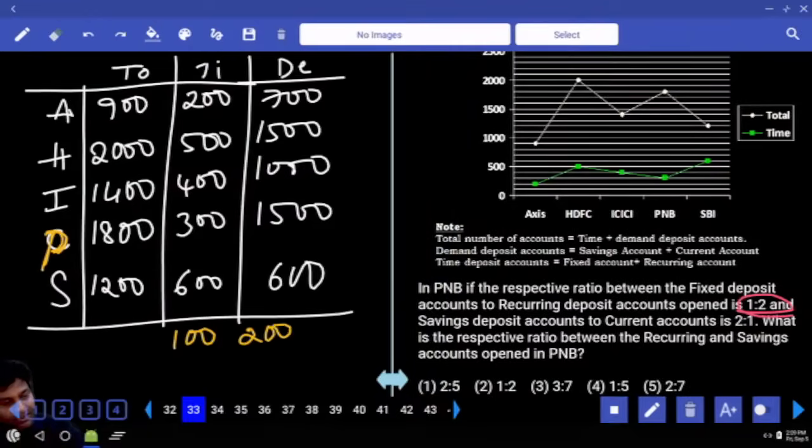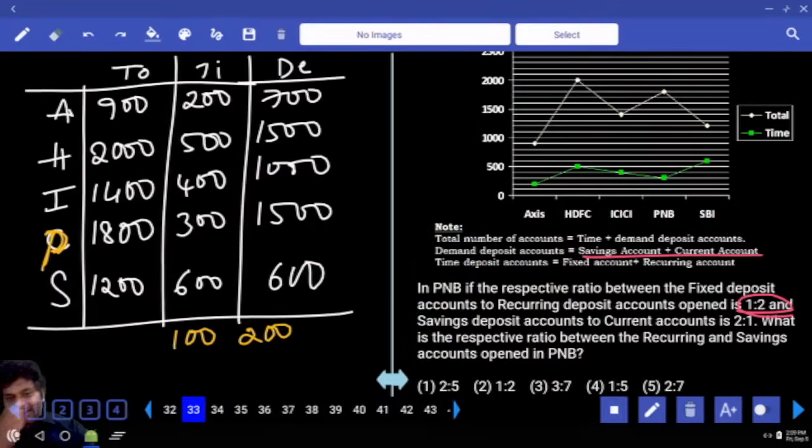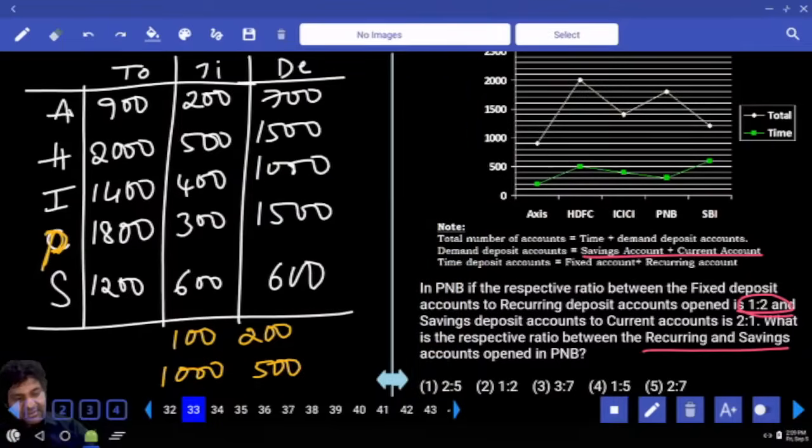The savings deposit account to current deposit accounts is 2:1. Savings and currents are part of demand. So 1500 divided in the ratio 2:1. One is 1000, the other is 500. What is the respective ratio between recurring and savings together? Savings are 100, recurring are 500.